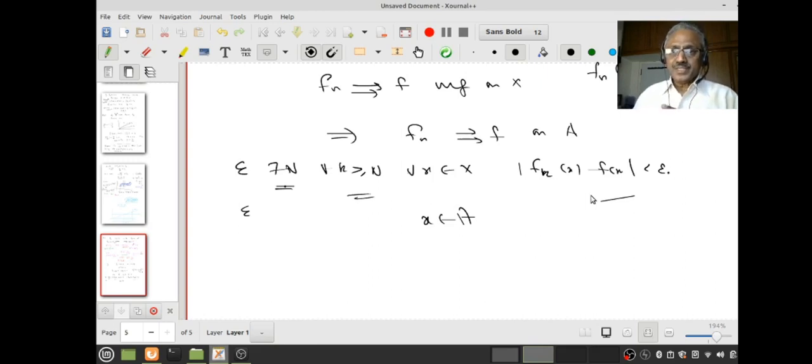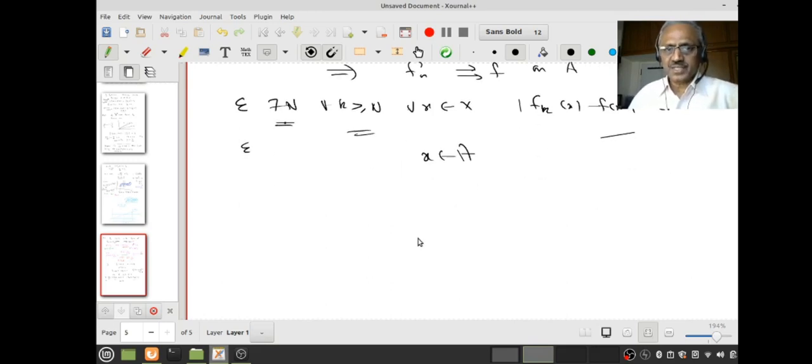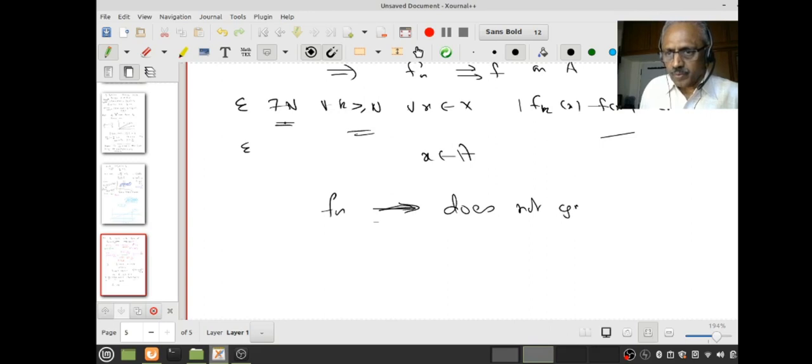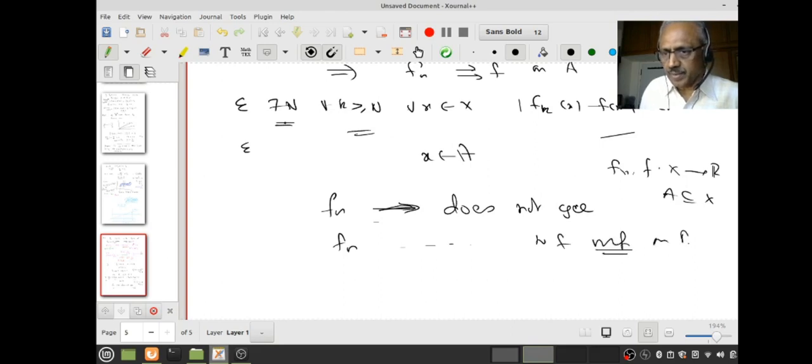But what we want is the contrapositive. Please pay attention, this is logic. These are the things people don't take time to learn. So in particular, Fn and F are functions from X to R, and A is a subset of X. What I know is Fn does not converge to F uniformly on A. Then I claim Fn does not converge uniformly on X to F.